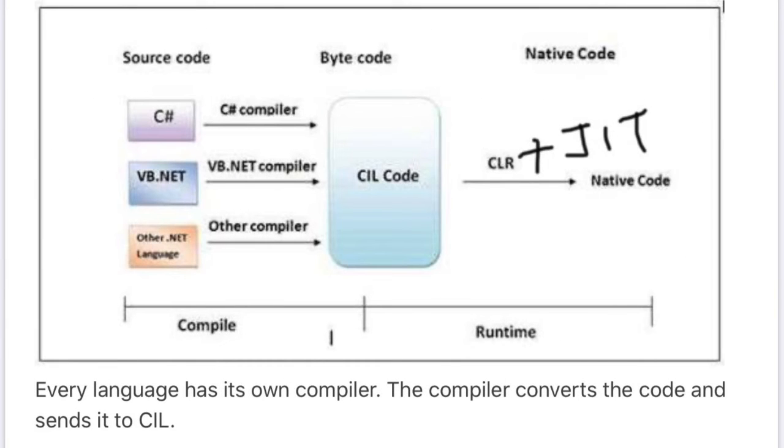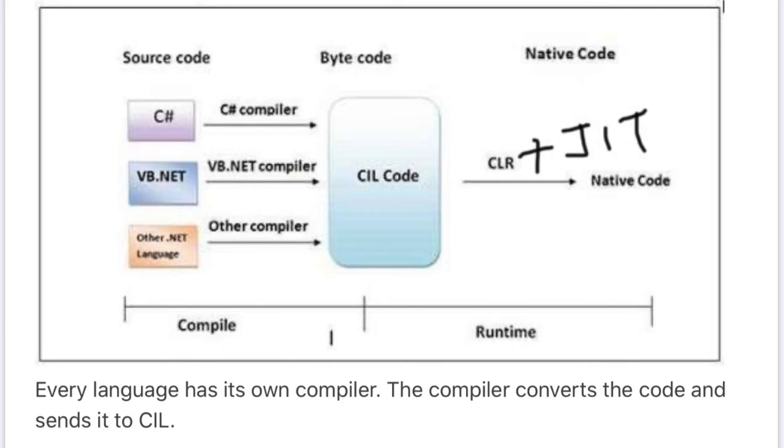It is the basic diagram for the compilation of the source code to the native code, right? Every language has its own compiler. For example, C# has its own compiler, the C# compiler. VB.NET has its own compiler. Likewise, every language has its own compiler.